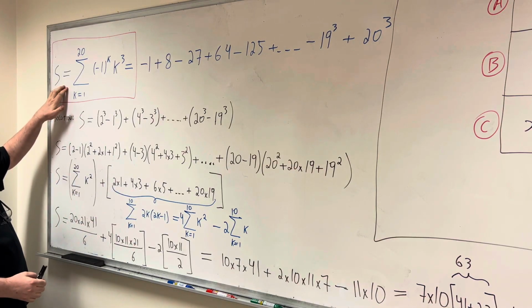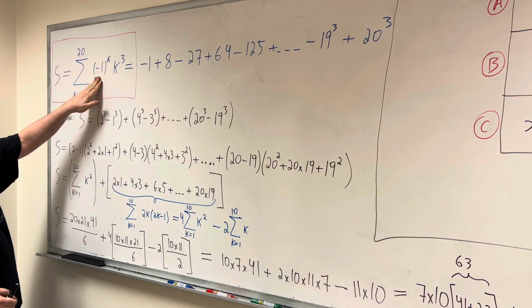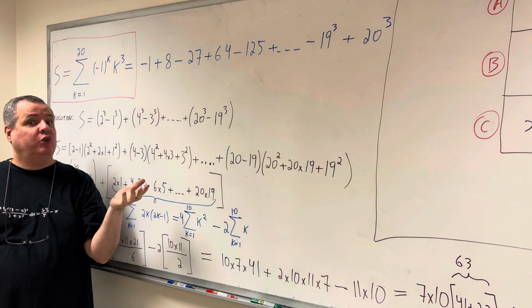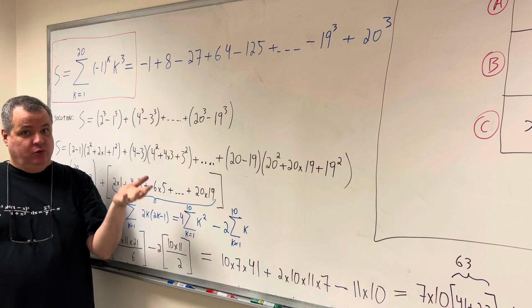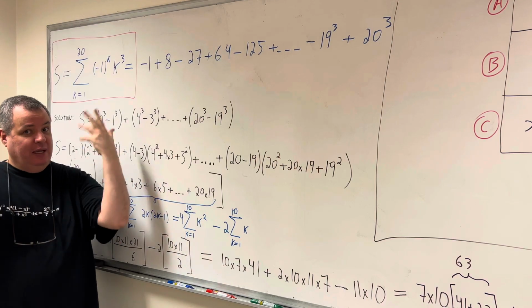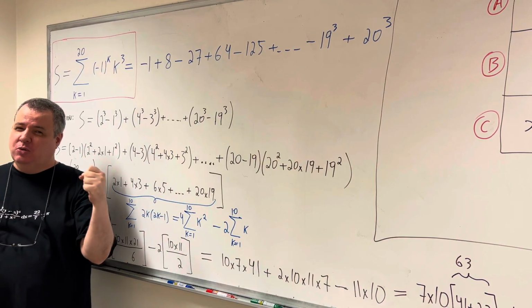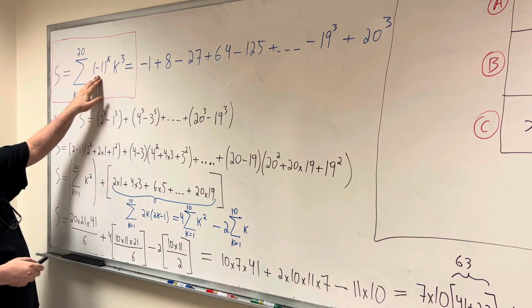So, this is the summation of alternating cubes. I have a video with summation of alternating squares. Maybe you want to watch that video first to get some ideas, some inspiration. But today we're going to do this hard one, the cubes. And what do I mean by alternating?